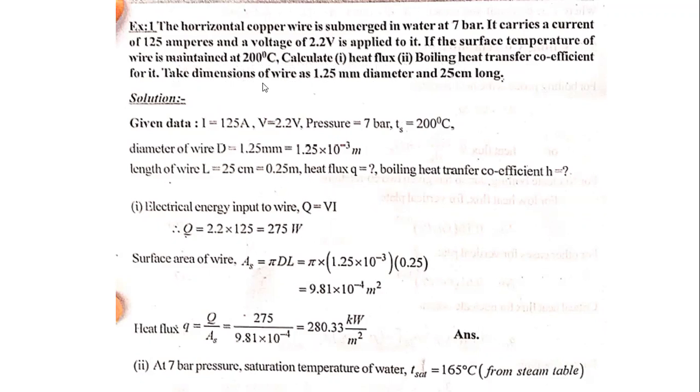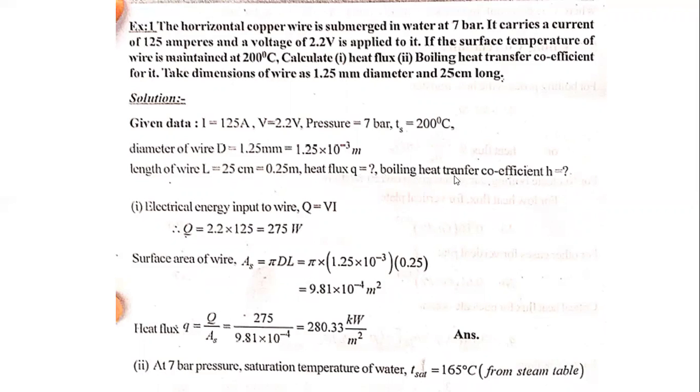So what we have to do? First we have to write the given data. Current is 125 ampere, voltage is 2.2 volt, pressure is 7 bar, and the temperature of the wire is 200 degrees Celsius. And the diameter of the wire is 1.25 mm. So we are converting into meter. It is equal to 1.25 into 10 to the power minus 3 meter. And the length of the wire is 25 centimeter, that means 0.25 meter.